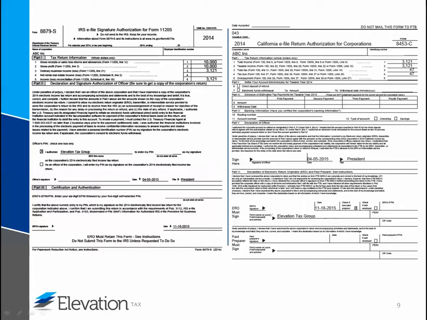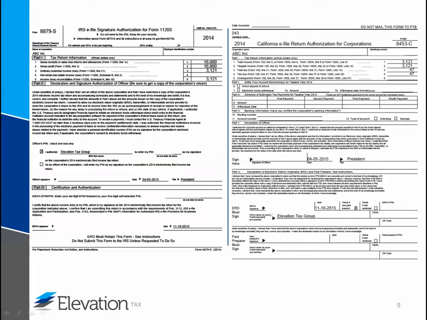On the left is Form 8879-S, and this is the federal form, and this will always be included in your file. The form on the right is the e-file form for the state of California, and I'm just using it as an example for illustration purposes in this video. So your state form will be included in your file if you are required to sign one.